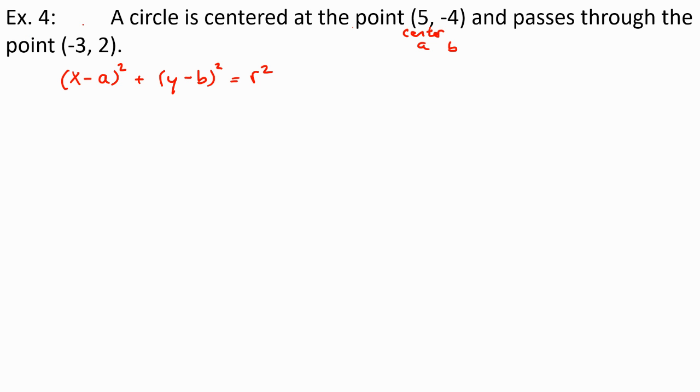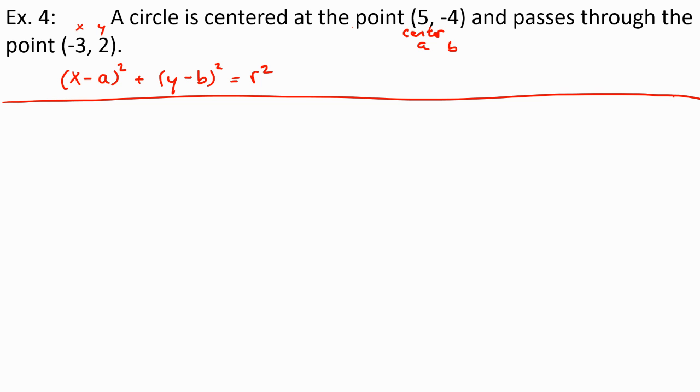It passes through -3, 2. So this can stand in for our x and y. We want to use those and the a and b together in the formula to find radius. Let's go ahead and just cut to the chase and do that now. And then we'll write our answer at the end. So x minus a. So we're going to use -3 minus 5 squared. Y minus b, what is that? 2 minus -4. That's all going to be equal to the radius squared.